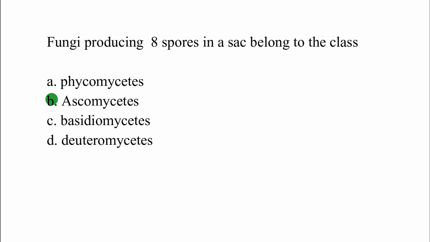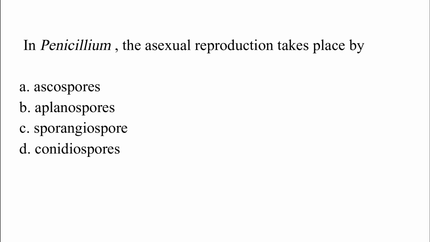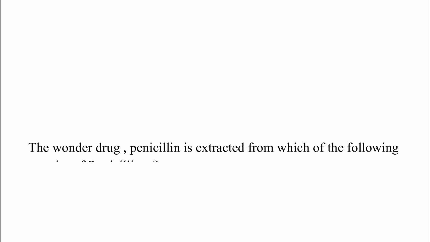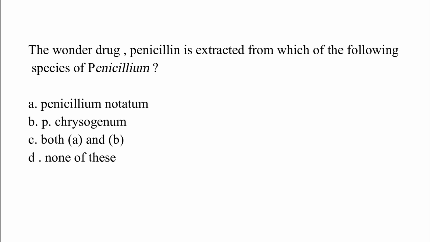In Penicillium, the asexual reproduction takes place by option A, ascospore, option B, aplanospore, option C, sporangiospore, option D, conidiospore. The correct answer is option D, which is conidiospore. The wonder drug penicillin is extracted from which of the following species of Penicillium? Options are option A, Penicillium notatum, option B, Penicillium chrysogenum, option C, both A and B, option D, none of these. The correct answer is option C, which is both A and B, Penicillium notatum and Penicillium chrysogenum.